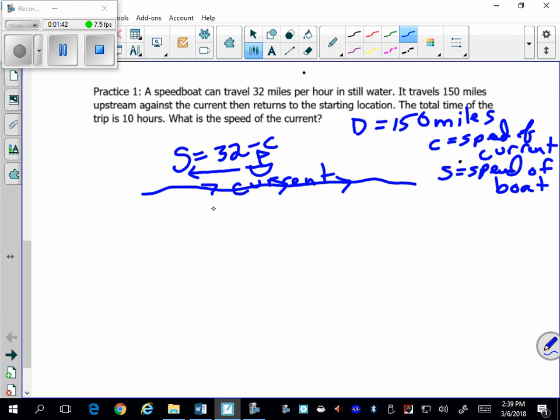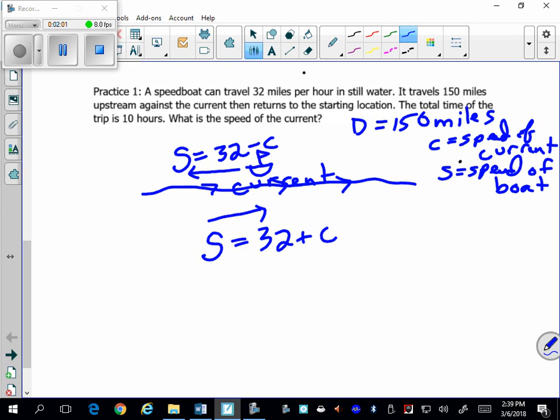And then going with the current is going to help you. So the speed of the boat is going to equal 32, that's how many miles per hour the boat is going, and then the current is going to help that along, so we add the speed of the current.